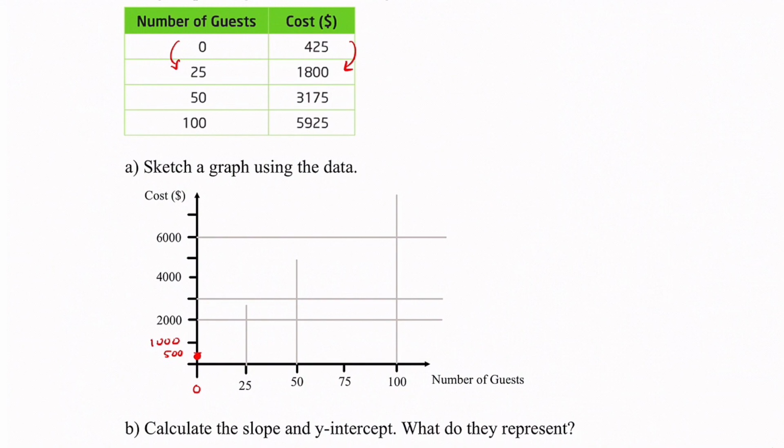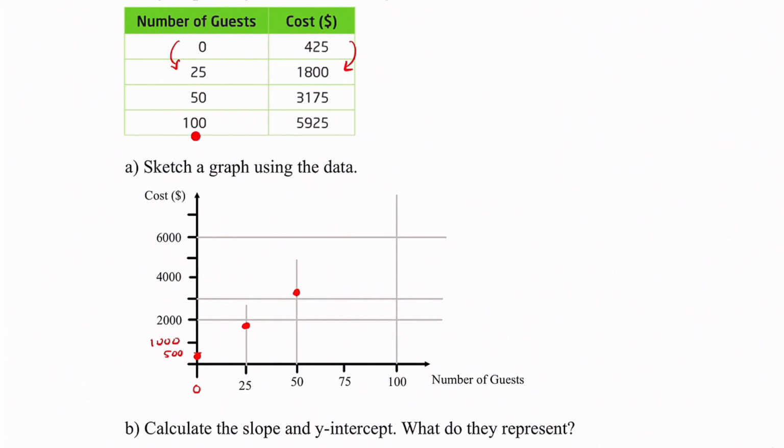The next point, we're at 25 and 1,800. So moving over to 25, we're going to go up. That's 2,000, which is why I drew that line. We're going to be just below that because we're at 1,800, so we can put a point about right there. Then our next one, for 50, we're at 3,175. So at 50, I'm going to go up. This is 3,000, so we're going to be just a little bit more than that. We can plot our point right there.